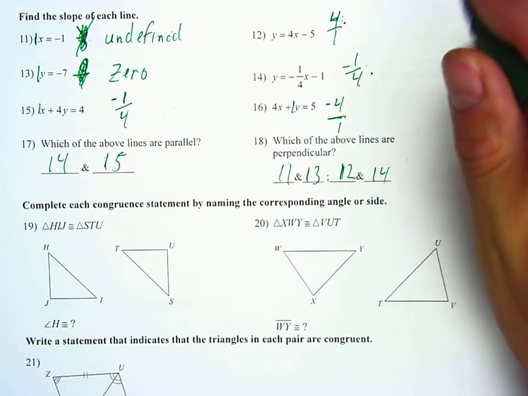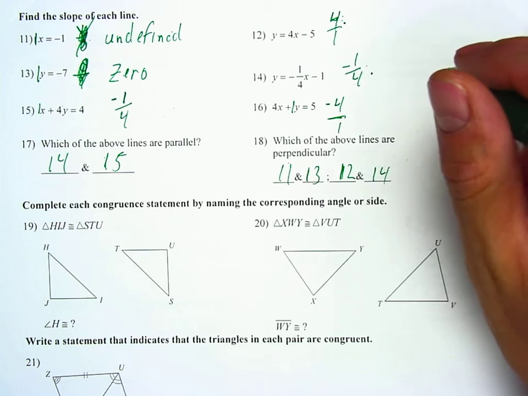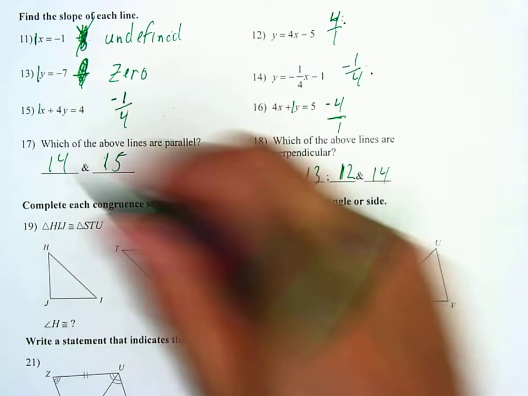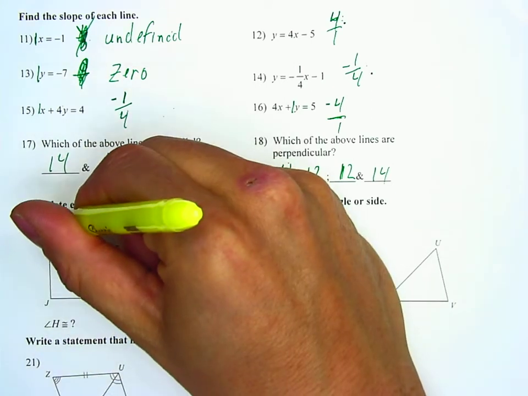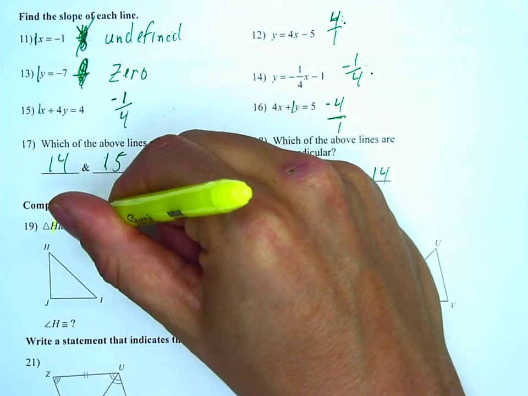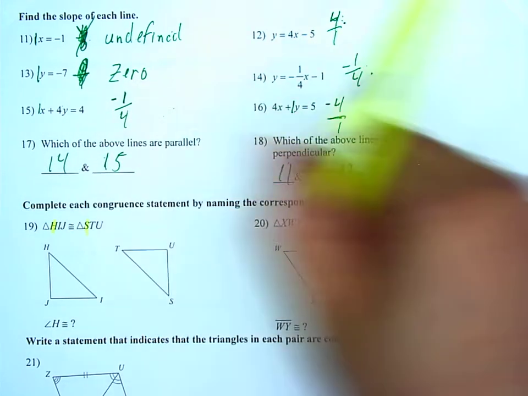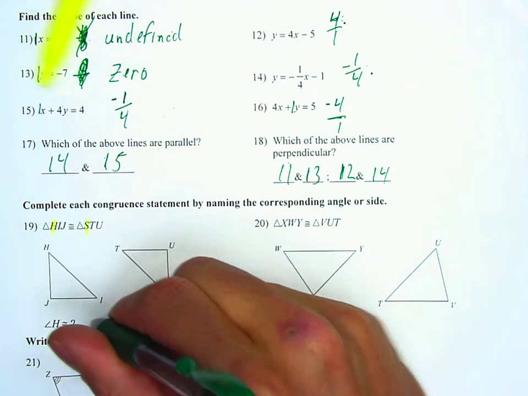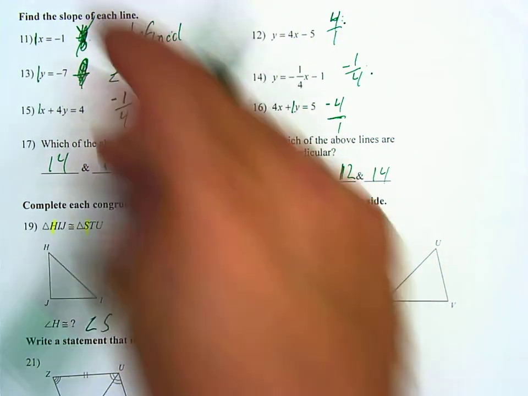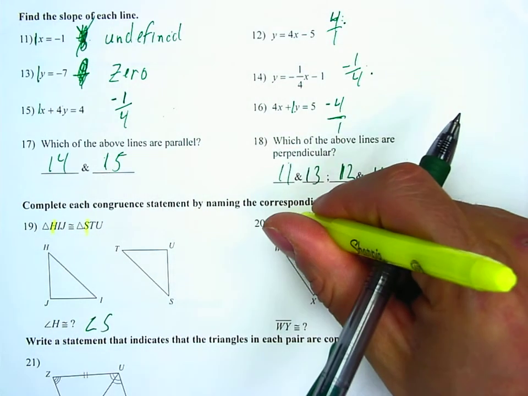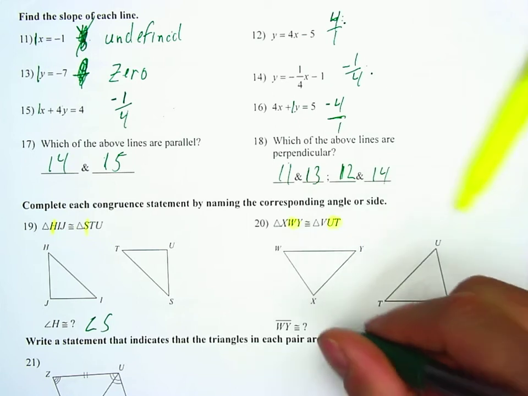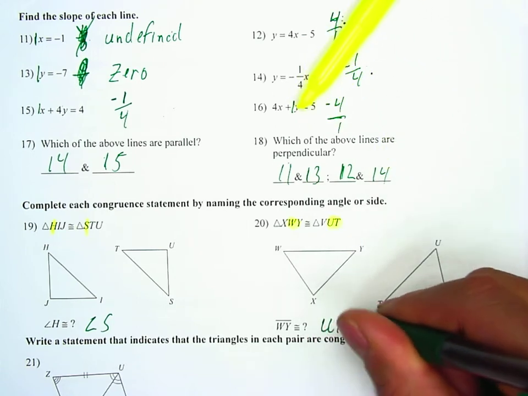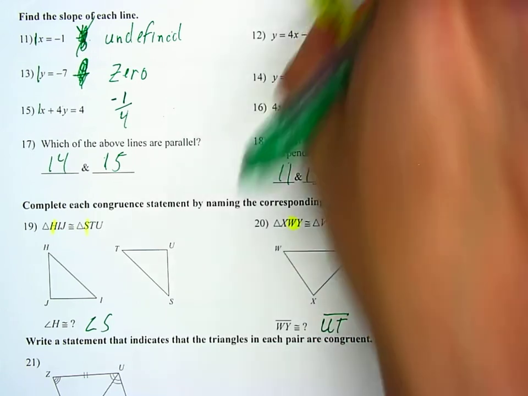All right, complete each congruent statement by naming the corresponding angle or side. So H goes with, and again, we're looking at this H here in the statement. H is equal to S, because it's in the same spot as S. So angle H is equal to angle S, is what I'm looking for here. WY is equal to, it's in the same spot as U and T. U and T, segment UT.